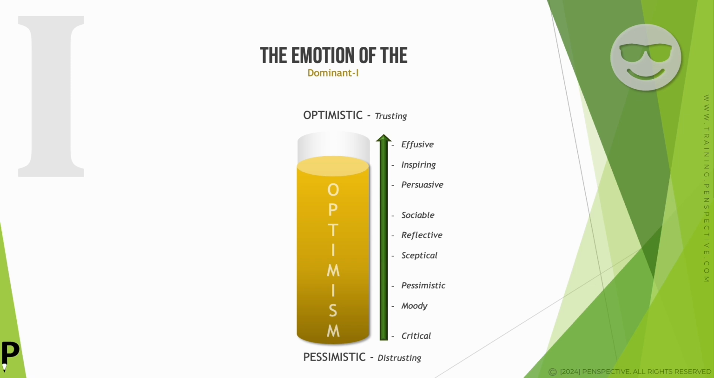On the other hand, individuals with a low I in their profile may lean towards pessimism and skepticism, often requiring concrete proof before embracing optimistic ideas. This spectrum of optimism within the I factor highlights the importance of balancing positivity with a realistic assessment of circumstances.